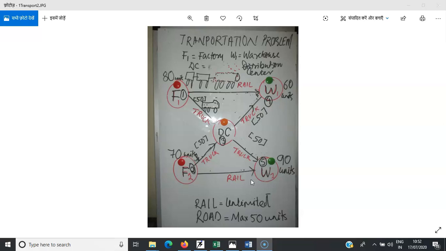So here transportation cost through the rail is costlier, and through the road is a bit cheaper, maybe because of the price of gasoline and petrol. But there is a constraint. Even if there is a need of 60 and 90 units at W1 and W2, there is a problem. Through trucks you can transport only 50 units at max. From F2 also you can transport 50 units, which means the road can take care of only 100 truckloads of material, but there is a requirement of 150 units.